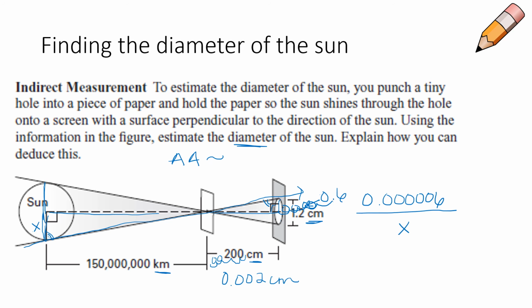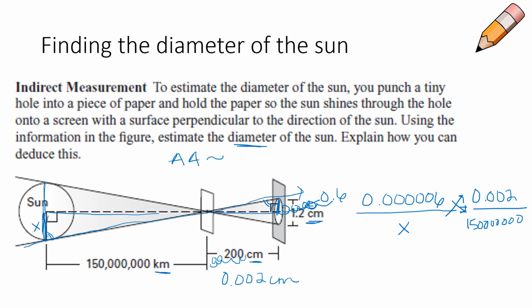So x is going to go on the bottom because this bottom side compares to the bottom side over here. And then I have 0.002 comparing to 150,000,000. So when I set up this problem, it looks like the numbers are going to be pretty big, but they actually turn out pretty nice.